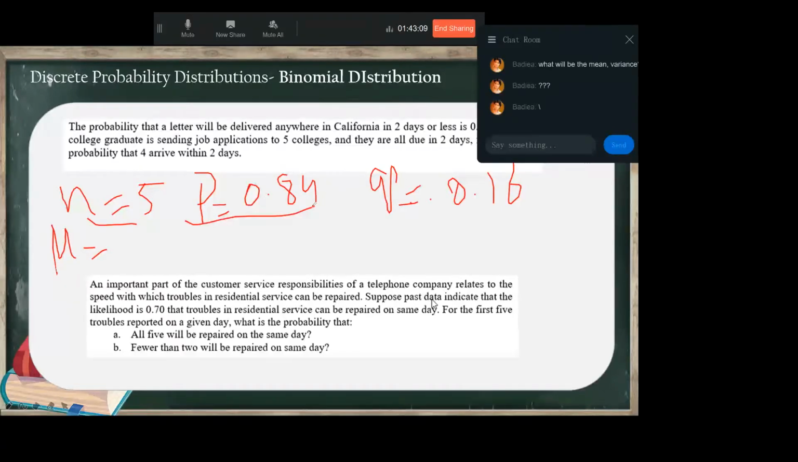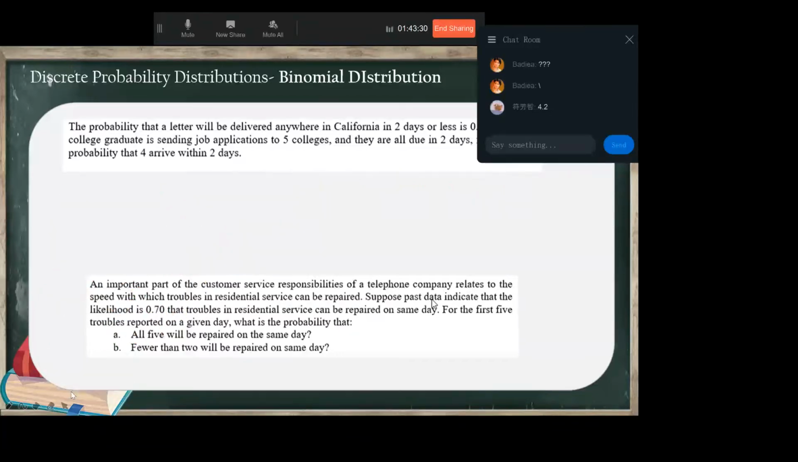N times 0.84. And P, we know that, right? So you can just simply put the values. Variance is NPQ, and standard deviation is square root of NPQ. Yeah, that's right. So simple. Oh, why are you so slow in replying? Anyway, that's right. So here we have N given, which is 5. P is given, which is 0.84. Q is given, which is 0.16.